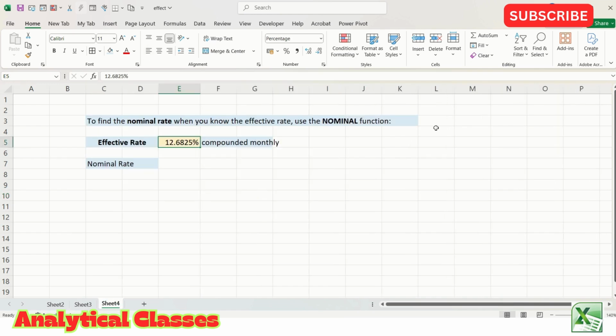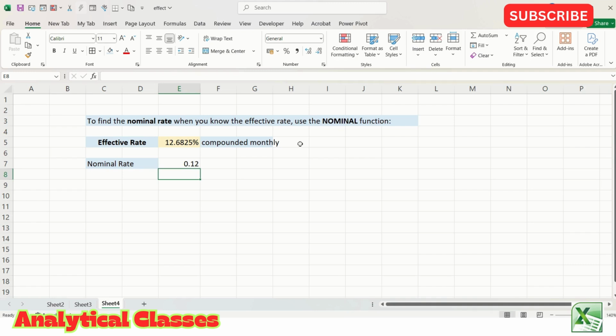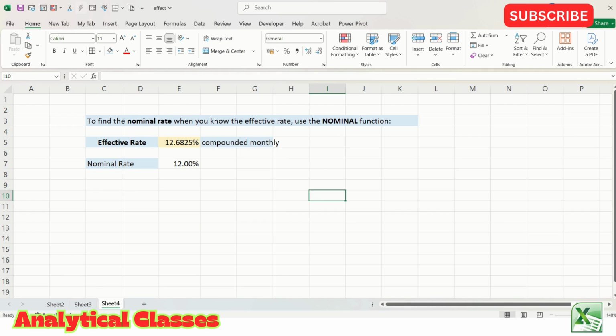To find the nominal rate when you know the effective rate, use the NOMINAL function. The NOMINAL function just reverses this. So let's assume we have a 12.6825% interest rate which is effective. For calculating the nominal rate, we use the NOMINAL function on the effective rate, and npery is the same. It is compounded monthly, so we will say 12 and it will give us 0.12. In general, we have to change it to percentage. It will say 12% is the nominal rate, whose effective rate is 12.6825%.